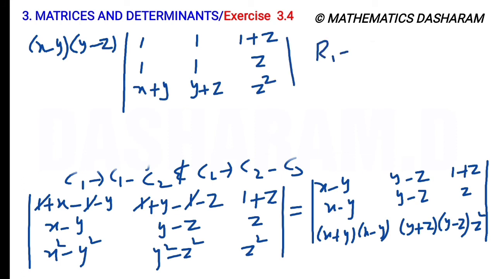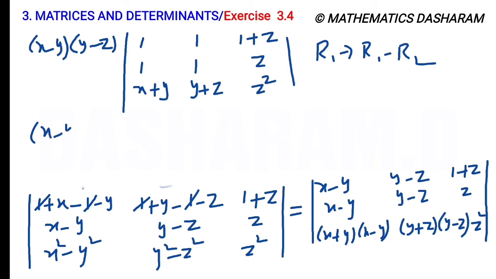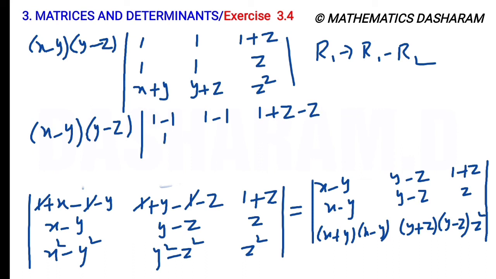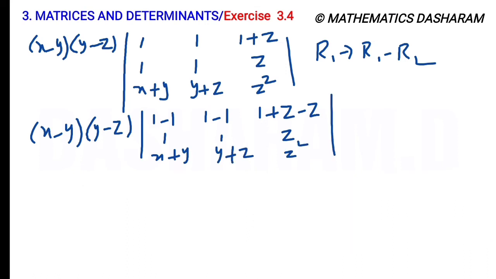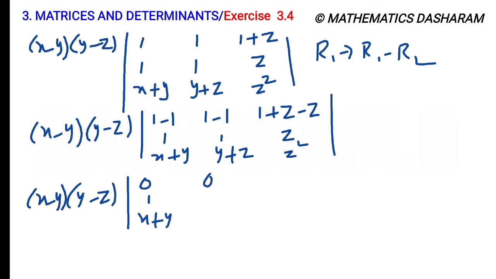So now r1 replace with r1 minus r2. So it is equals to x minus y into y minus z into r1. So 1 minus 1, 1 minus 1, 1 plus z minus z, and r2 will come as it is, and r3 also same, z square. So now it is equals to x minus y, y minus z into 1 minus 1 0, 1 x plus y, 0 1 y plus z minus z cancel, 1 z square.